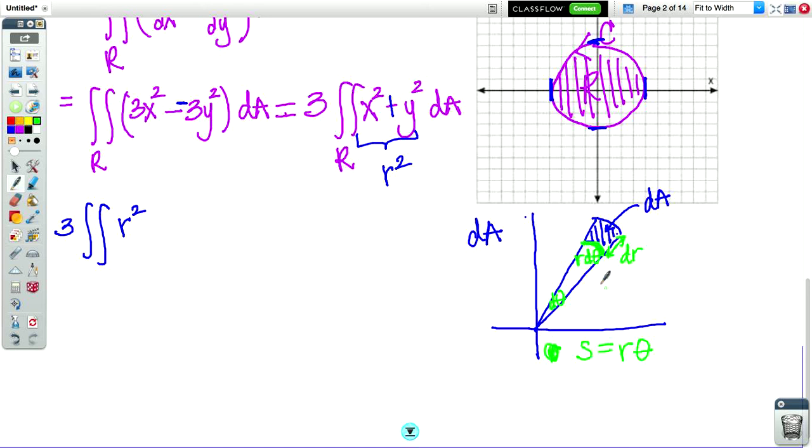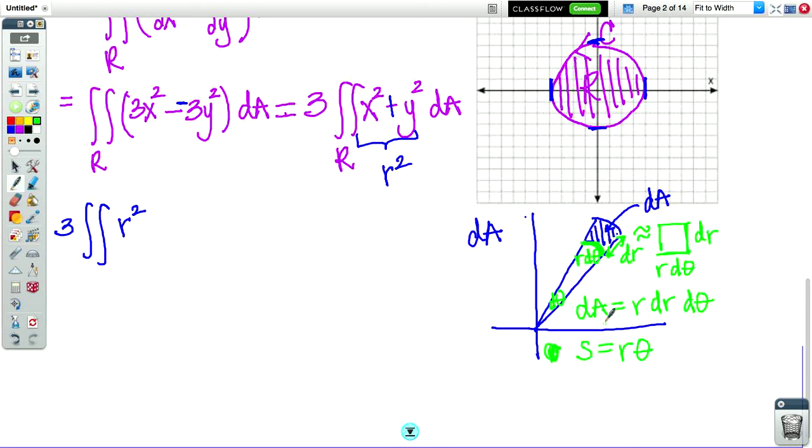And the idea is this is so close to the shape of a rectangle, where one side is r d theta and the other side is dr, that we basically say it's close enough that we're going to call the area element, the area of the entire thing, just the length times the width here. So when you're in polar coordinates, the dA becomes r dr d theta.